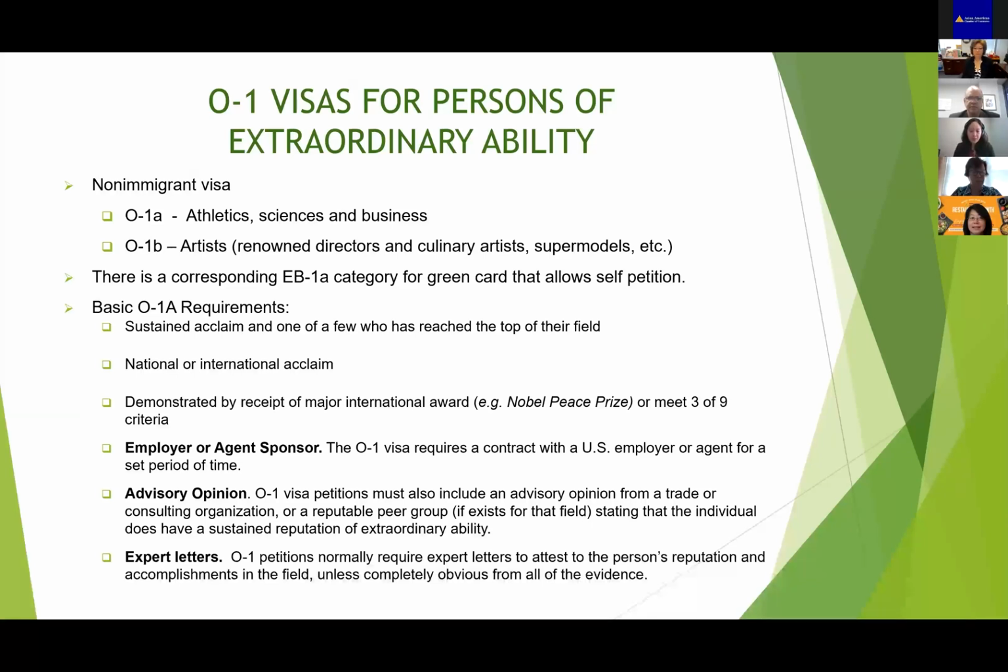And last but not least, expert letters are usually required and included with the filing for the O1 visa, because these are experts in your field or colleagues that can attest to the foreign national's reputation or accomplishments in the industry, if it's not obvious from the evidence that you previously have shown to meet the criteria for the O1 visa. So that is a brief overview of the L1 and O1 non-immigrant visas.